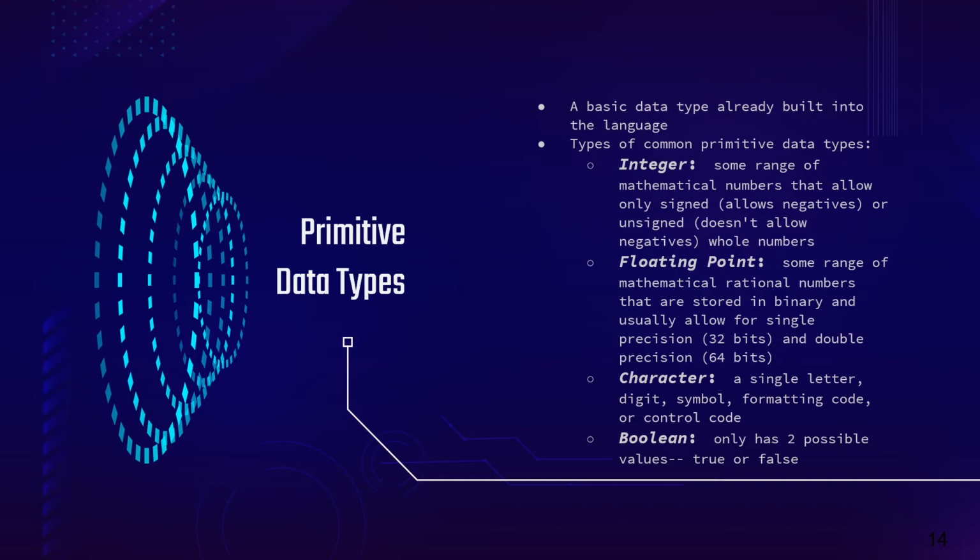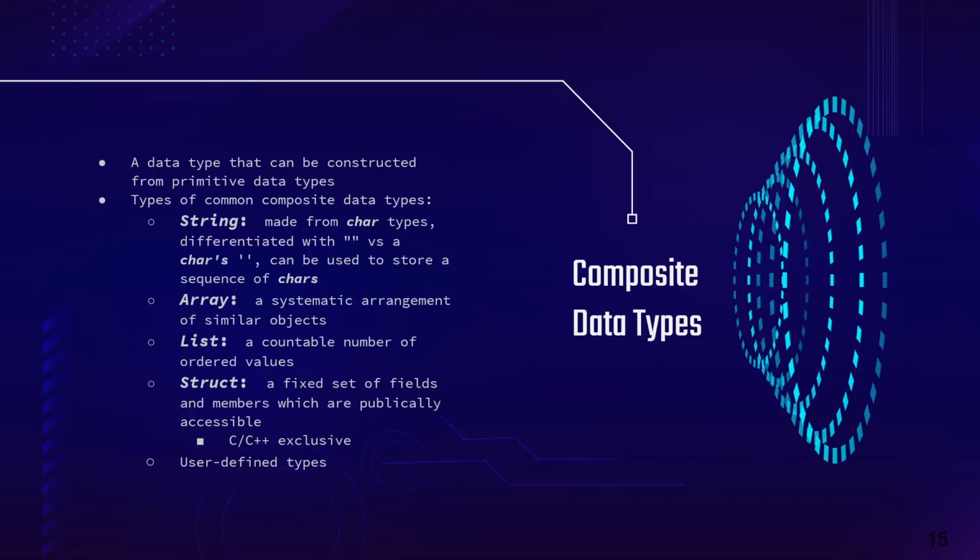It'll be 32 bits, and double precision, which is 64 bits. You might see this in one of the challenge problems, but for now, if you're just beginning, it doesn't matter. Characters: single characters, it could be a digit, symbol, formatting code, or control code. Booleans have only two possibilities, true or false.